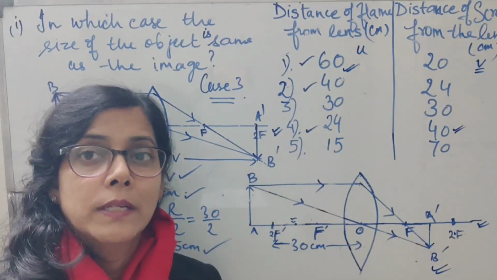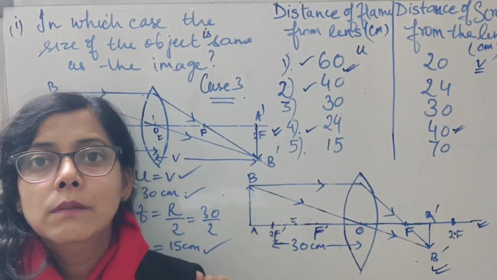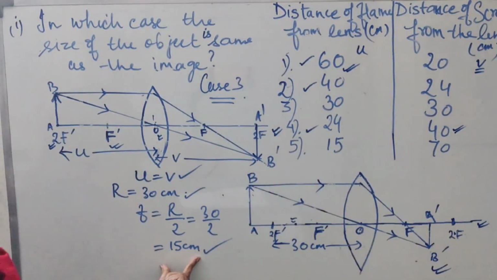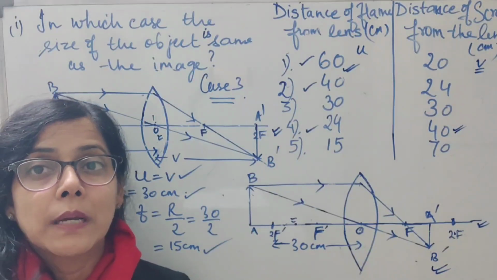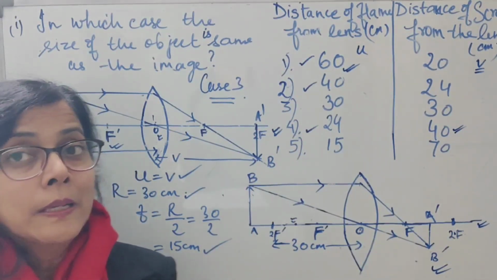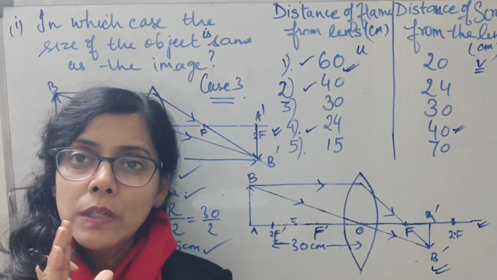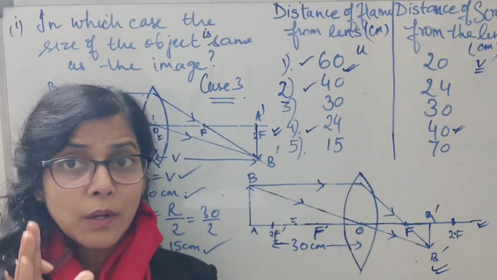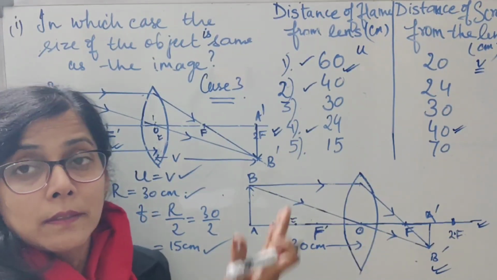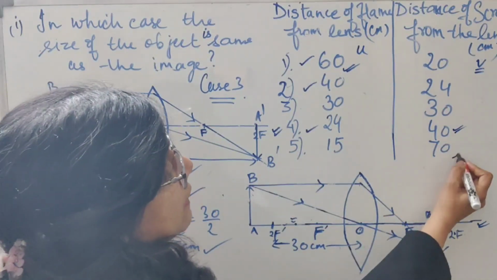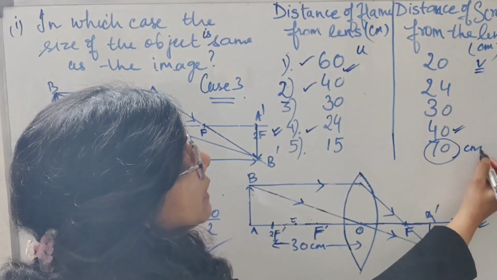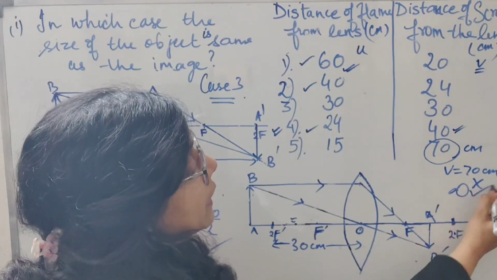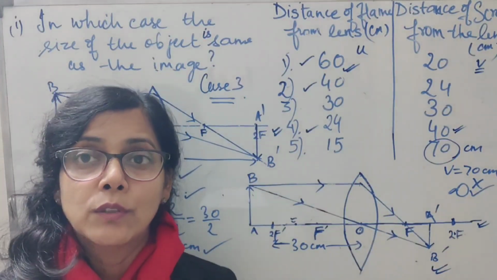Now let's look at case number 5. In case number 5, u is given to us as 15. 15 was our focal length. It means the object is kept at focus. Now we know in case of convex lens, whenever the object is kept at focus, then the image is formed at infinity. Now see the data given to us, 70 centimeter. They are saying v is 70 centimeter, which is wrong. v should be infinity. The image should be formed at infinity. So case number 5 is wrong.